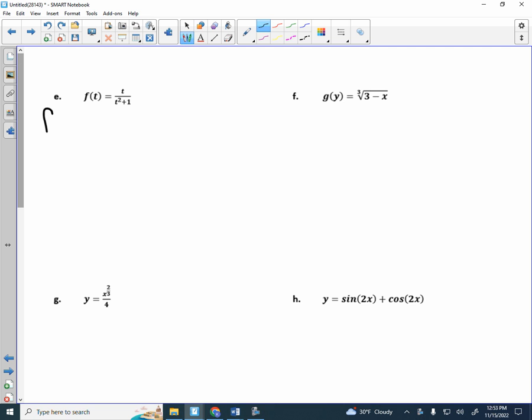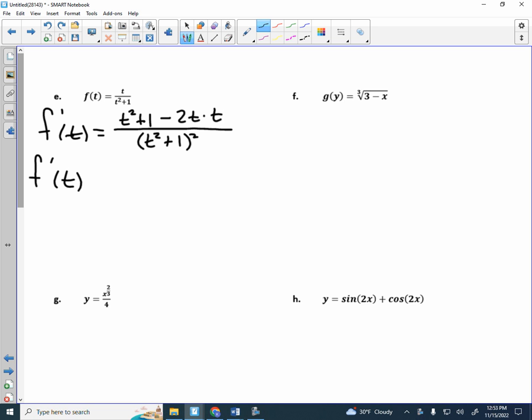So I'll take the derivative, f prime. How do I take the derivative? Quotient rule. Derivative of the top times the bottom would be t squared plus 1. Minus, what's the derivative of the bottom? 2t times t. And that's all over t squared plus 1, that quantity squared. Now, this is something you're going to use as we move forward in this class. Please pay very close attention so you understand why.